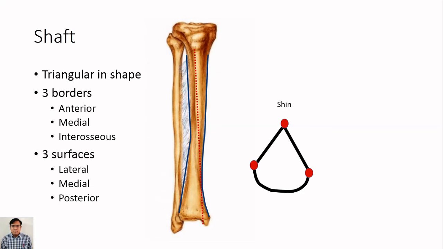So between the anterior border and the lateral border or interosseous border, this surface is the lateral surface. Between the anterior border and medial border, this is the medial surface, and between the medial border and interosseous border, the surface is the posterior surface. So this is the posterior surface.